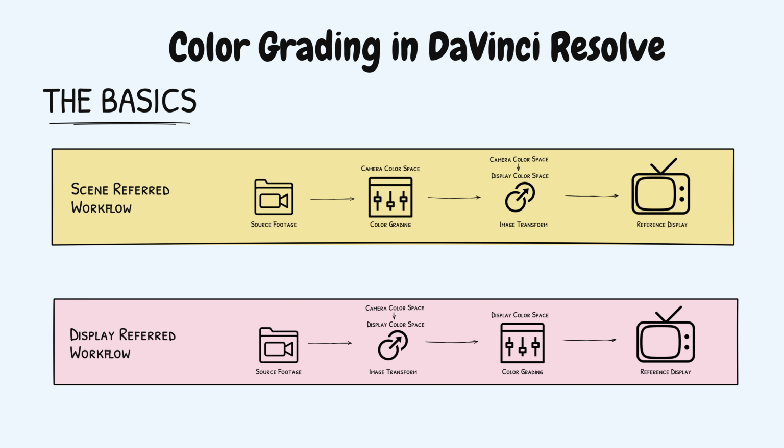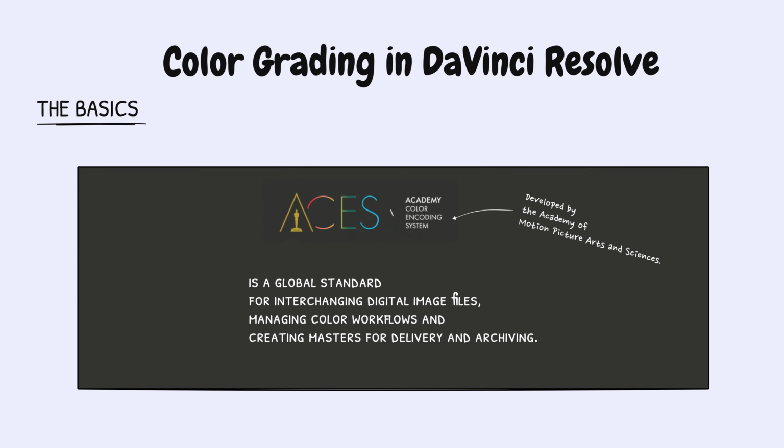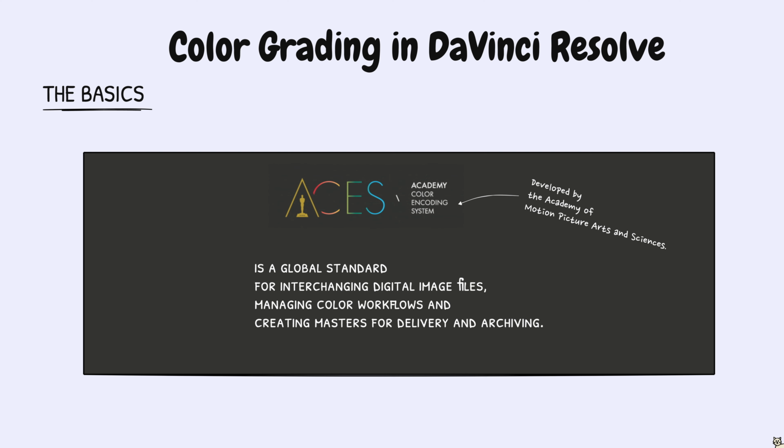The other workflow is the display referred workflow, where the source footage is first converted from camera color space to display color space, and then the color grading is done while monitoring on the reference display. Both of these workflows have their own pros and cons. ACES, which stands for Academy Color Encoding System, is quite popular and is the global standard system for color management workflows, exchange, and archival purposes. Resolve has ACES color correction, ACES CC, and ACES color correction with log, called ACES CCT.